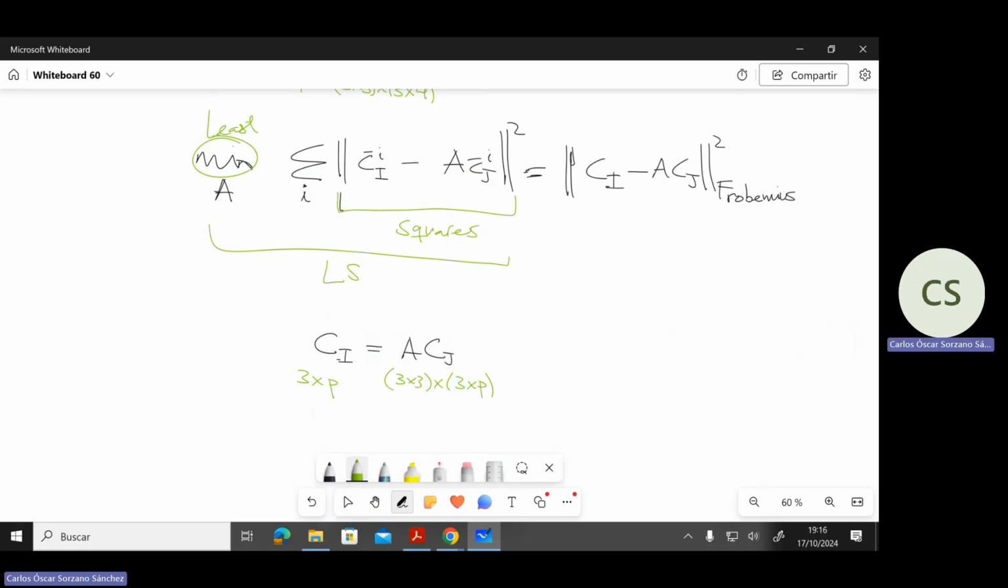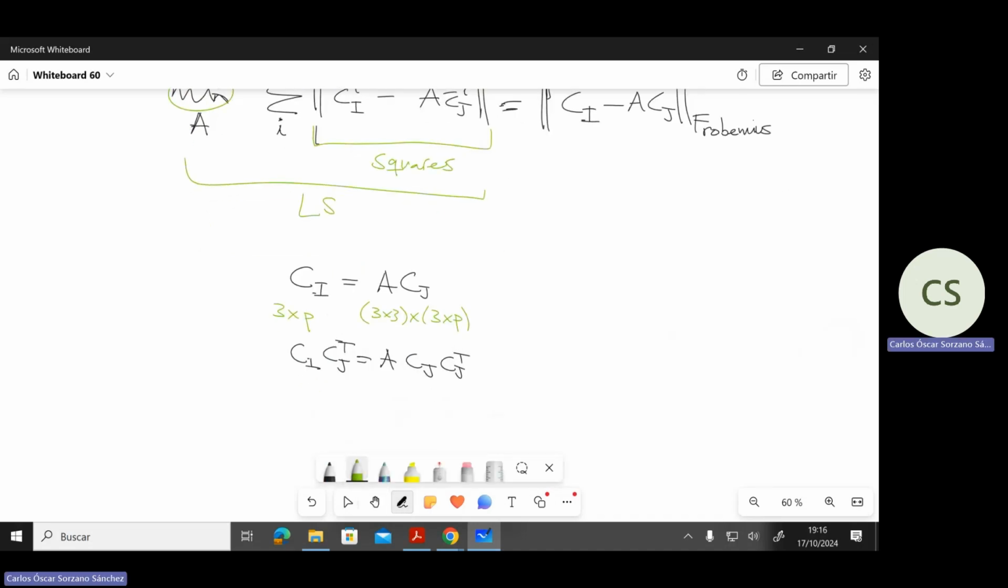And we have said we can compare that. Okay, so now let's do something. We will multiply on the right by C_J transpose. I have C_I times C_J transpose, equal to A C_J C_J transpose. Now let's look at the sizes again. The size of this thing is 3 times P. And this is P times 3. And this is 3 times 3. And then this is 3 times P. And this is P times 3.